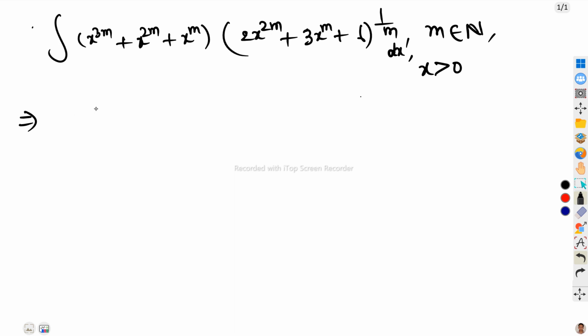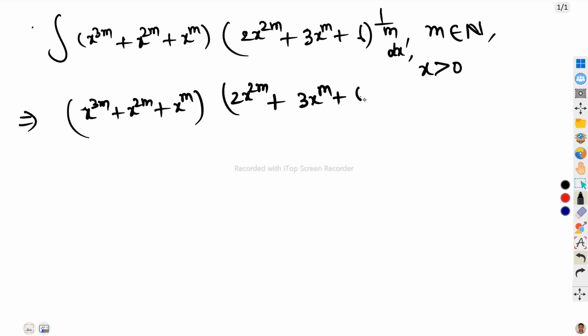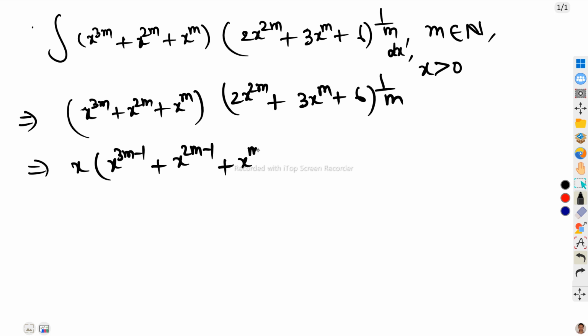First of all, take the integrand. We have the integrand (x^(3m) + x^(2m) + x^m) times (2x^(2m) + 3x^m + 6) raised to power 1/m. In this, x is common, so this becomes x^(3m-1) + x^(2m-1) + x^(m-1), and this is (2x^(2m) + 3x^m + 6)^(1/m).